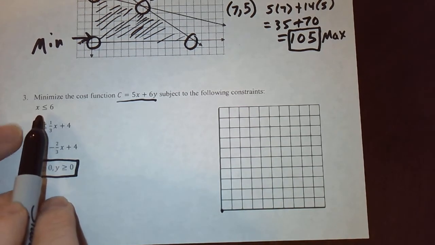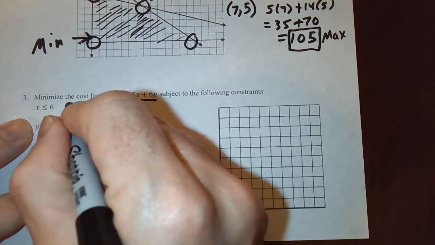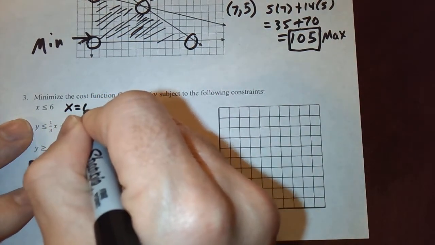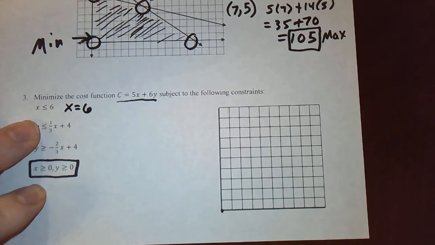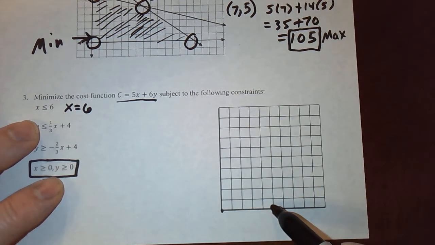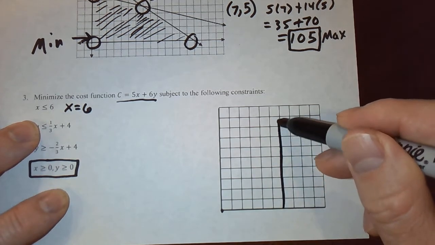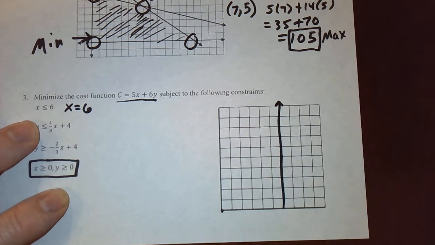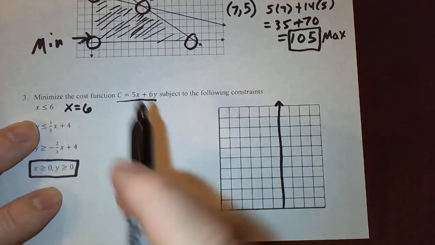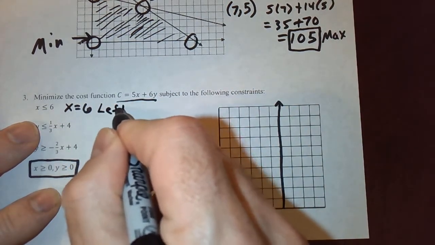Okay, the first line, first inequality, we start with the line x equals 6. That's a vertical line, and it would be 1, 2, 3, 4, 5, 6 right here. That's the vertical line, and we're only in quadrant number 1, so I'm not going to extend it below here. And would this be a left? Yeah, this would be a left half plane.